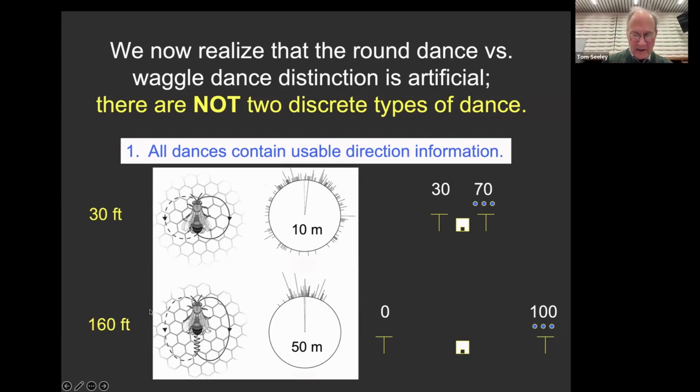Now, when we repeated the experiment at a greater distance, at 50 meters, the bees, of course, give a much more precise indication of the direction because it's a lot farther from the hive. And this is the outcome of the experiment. 100% of the bees would go in the direction of the feeder that had the food. These numbers up here, I should have said, are percentages. 70% went here, but 30% went over there. At greater distance, it's 100% versus 0%. So they're not two discrete types of dance. All these dances, whether it's a round dance or a waggle dance, contain usable direction information. It's just that these dances give the directional information more precisely.